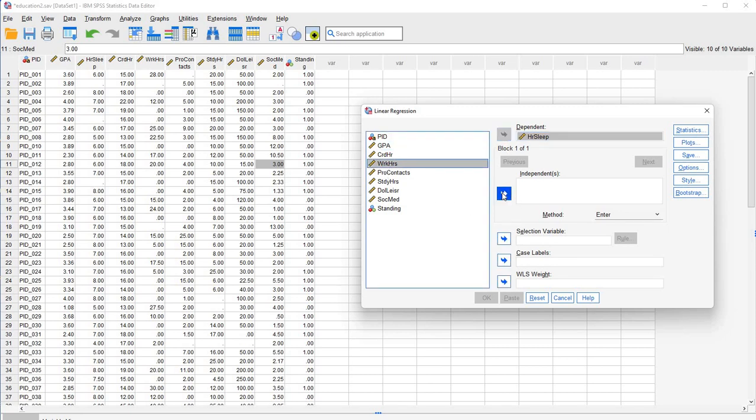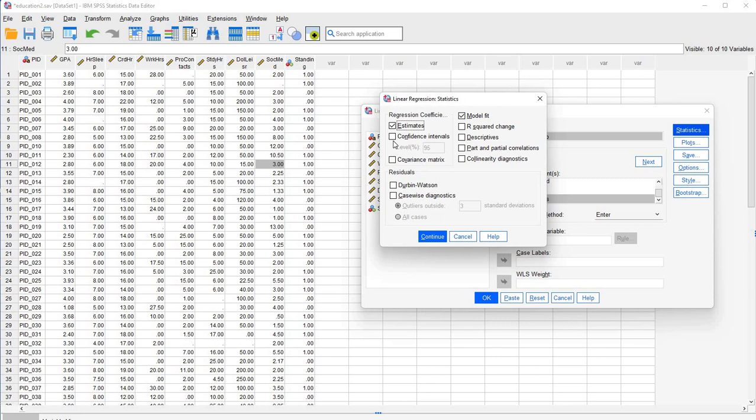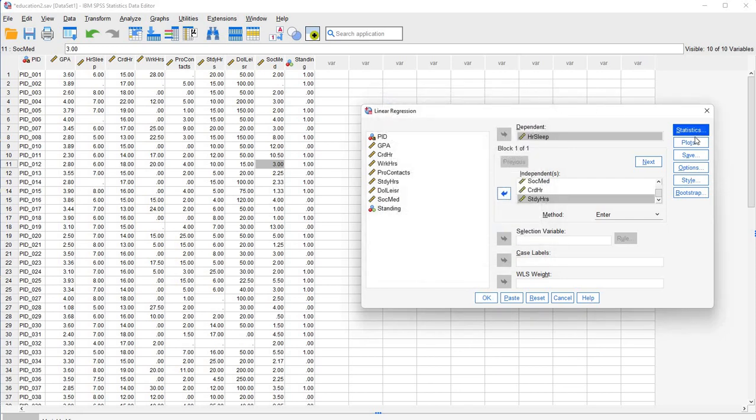So remember, we had work hours, we had social media, we had credit hours, and we had study hours. So we'll move all those into the independent variable box. We'll go up to our statistics, go ahead and get our confidence intervals and our descriptives. Those are all good habits to check off. We'll go ahead and click continue.